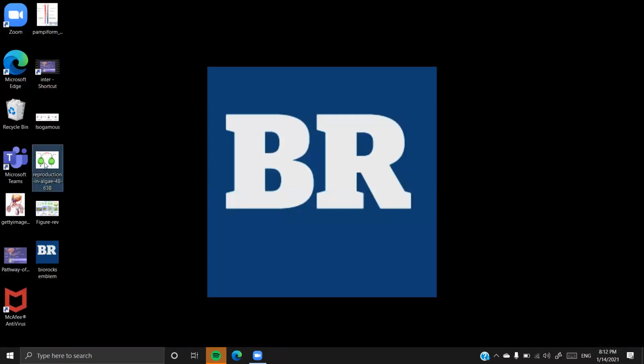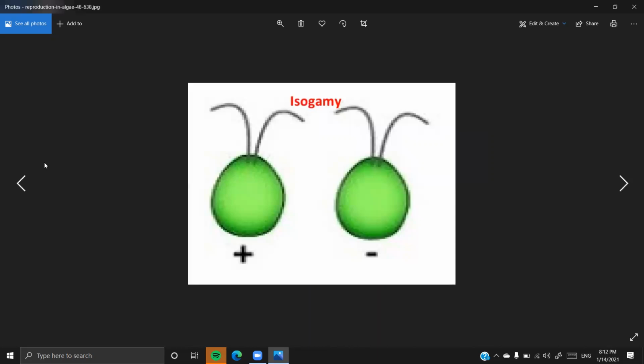Let me now show you a few slides which will make it clear. So this is also isogamy, where you can see that they both are very similar size-wise, and even morphologically, if you look externally, they both are very similar, but sometimes they are physiologically different. Since they are physiologically different in their behavior, we can designate them as a plus strain and a minus strain. Did you understand, children?